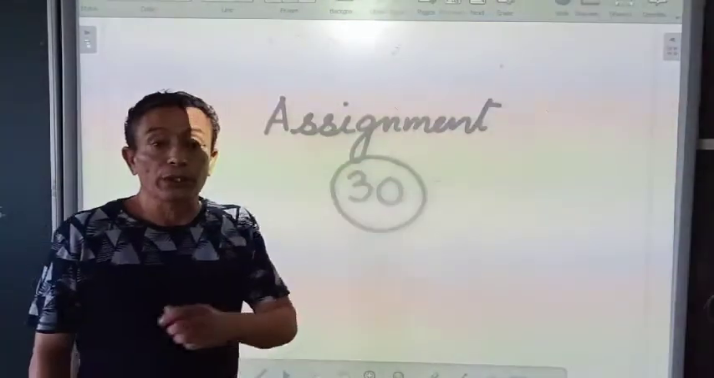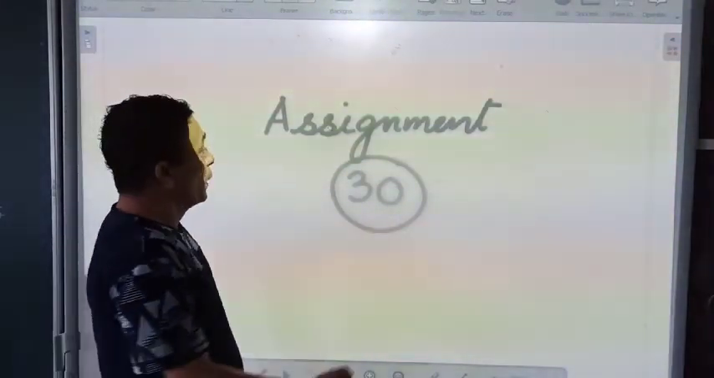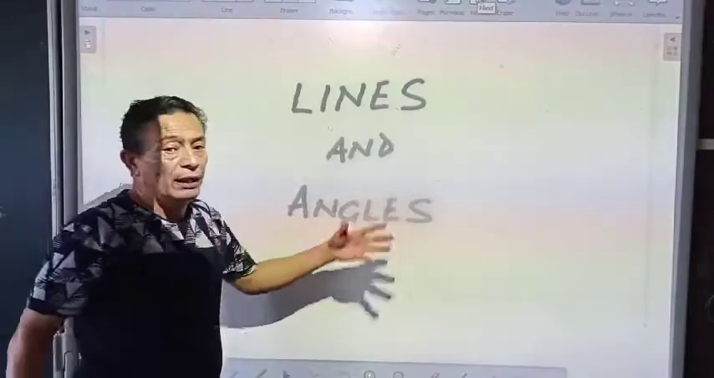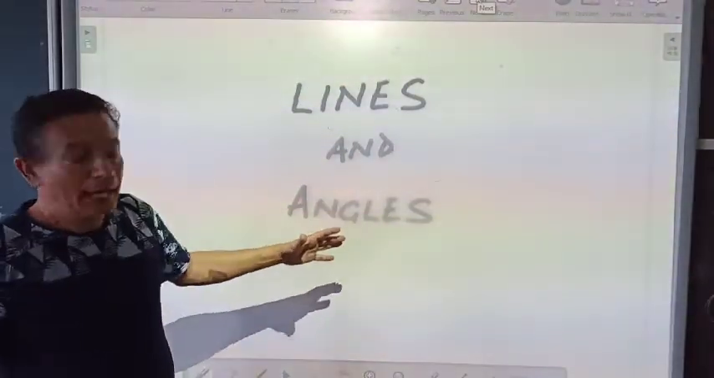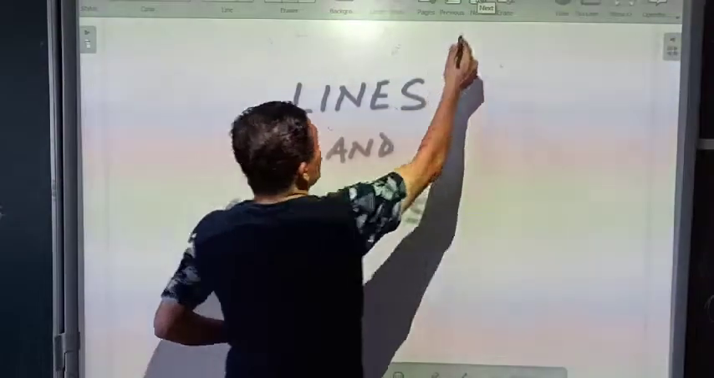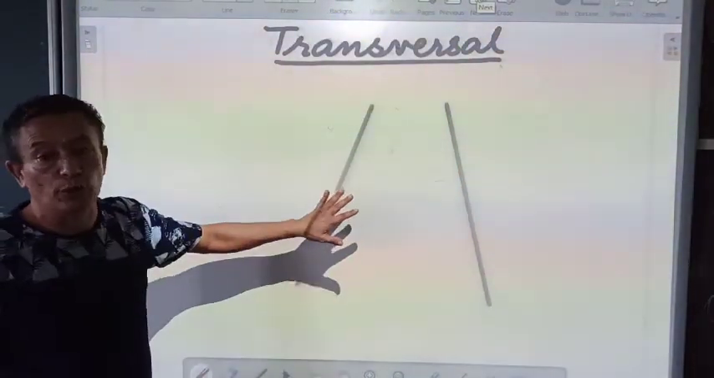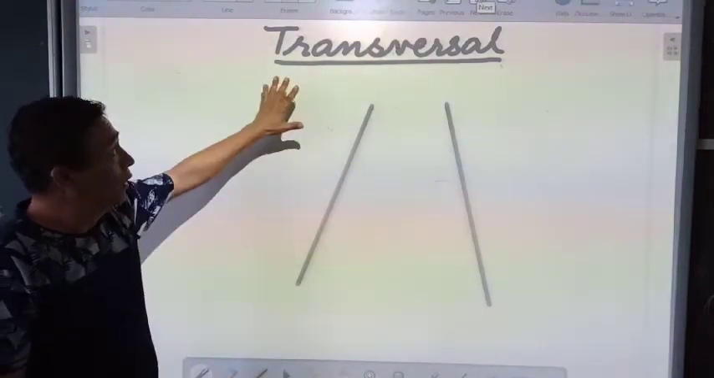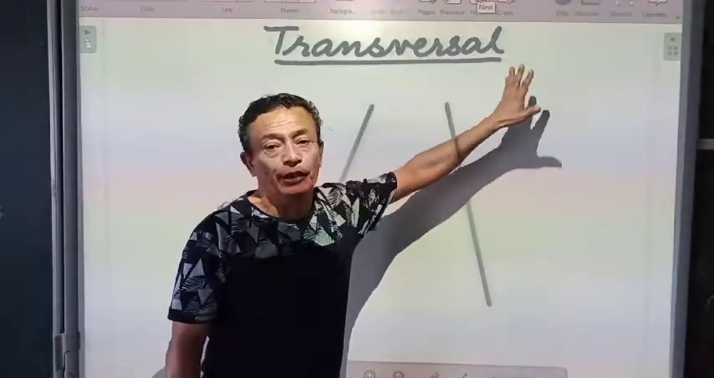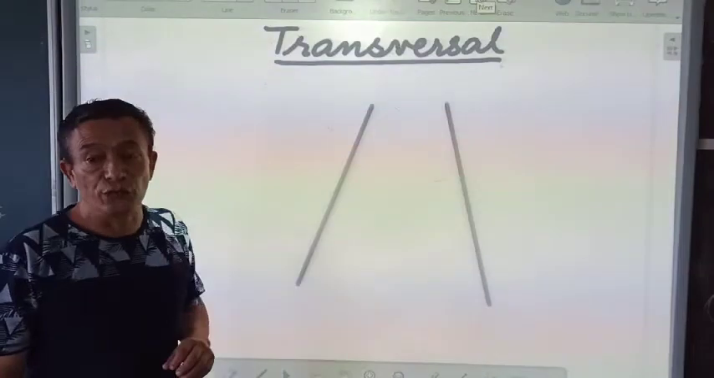So here we are with assignment number 30. We are continuing with our chapter on lines and angles. What we are going to do today is look at something which is totally different. We are looking at transversal. Now what is a transversal?